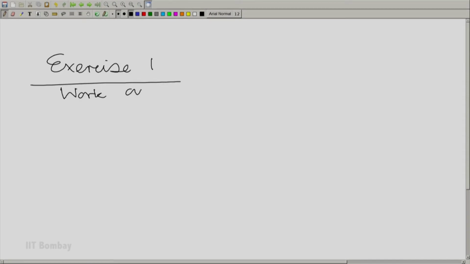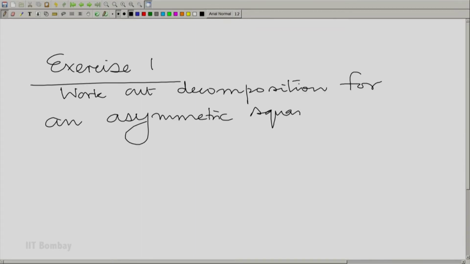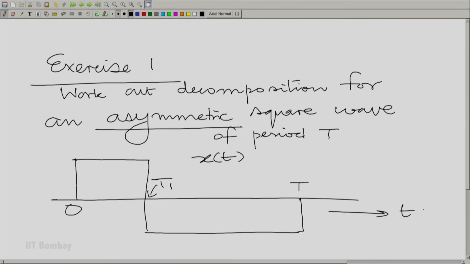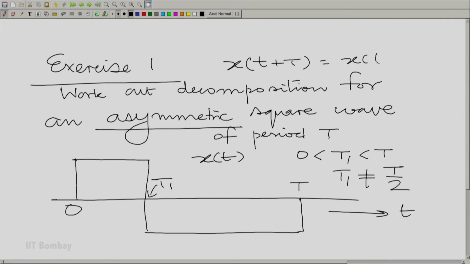Exercise 1. Work out the decomposition for an asymmetric square wave. That means the period remains at T. However, the transition is somewhere other than the middle. So, let us say the transition is at t1. This is how x(t) looks. t1 is between 0 and T, but not equal to T by 2. And of course, as usual, x(t + T) = x(t) for all t. This, please remember again, is a symbol for all.